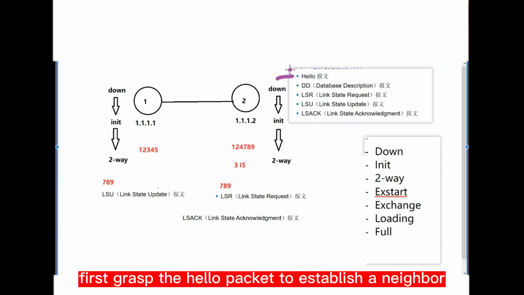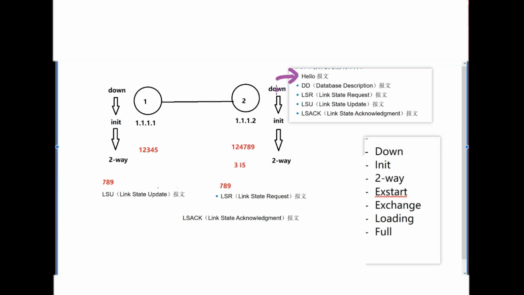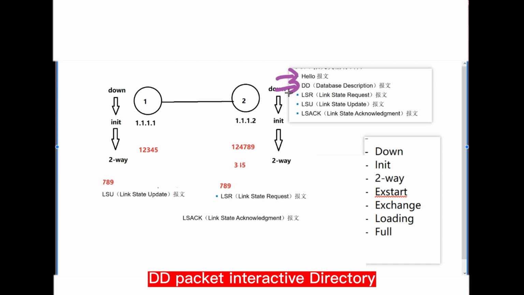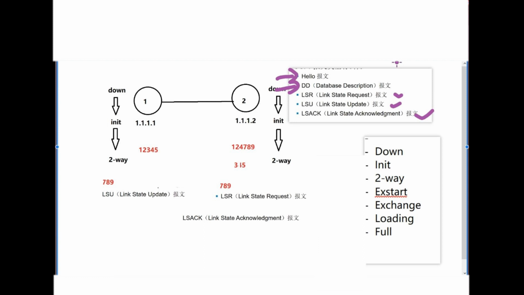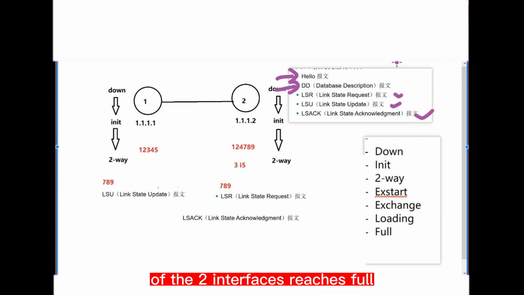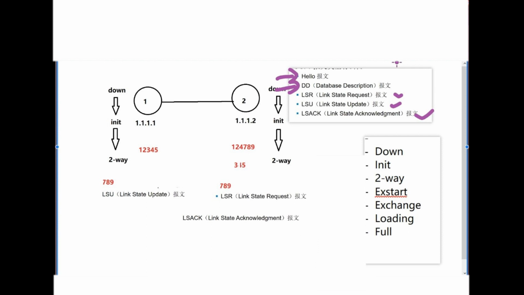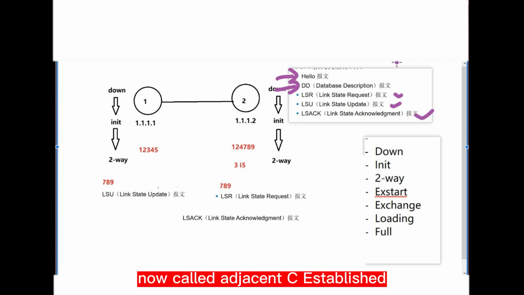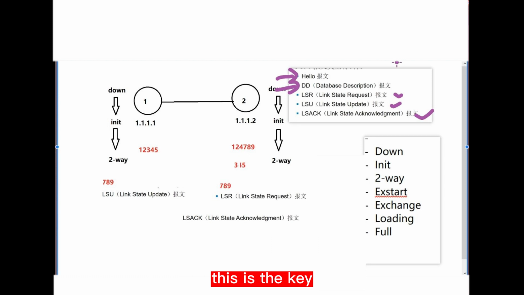First, grasp the hello packet to establish a neighbor. Then the DD packet interacts with the directory. These are request, reply and confirmation. You need to know their names and uses. Then I tell you now: when the mutual status of the two interfaces between two devices reaches full, it is called adjacency established. This is the key.